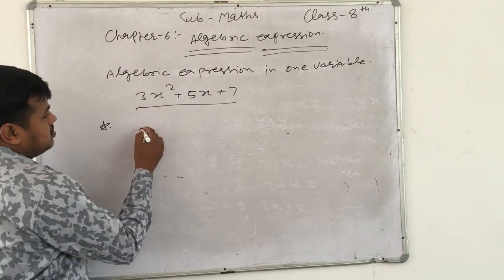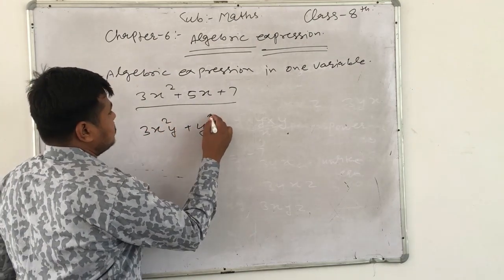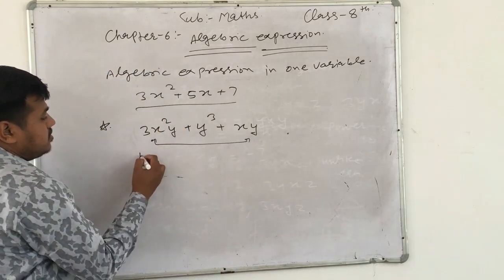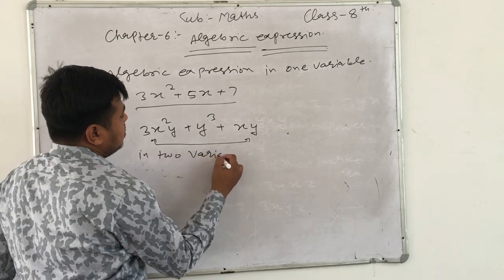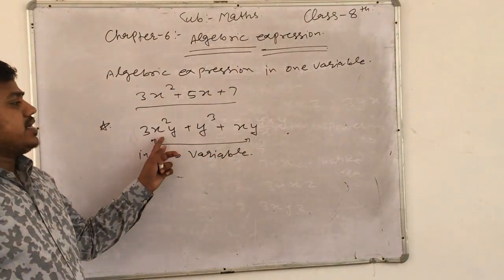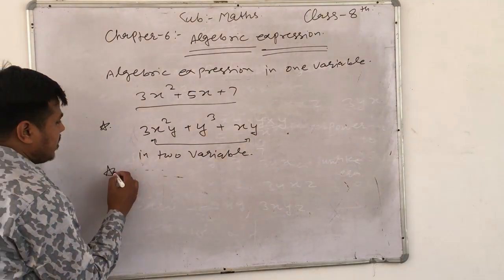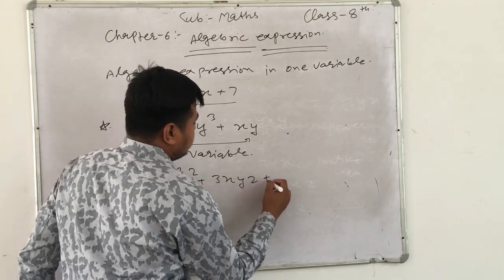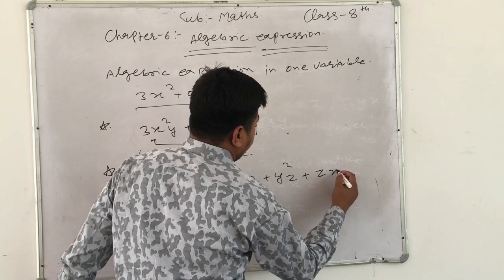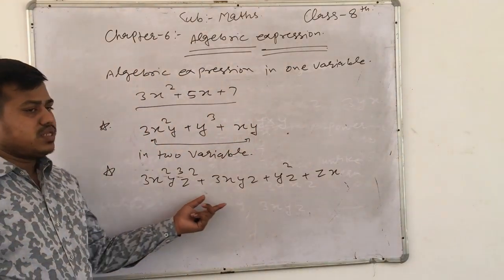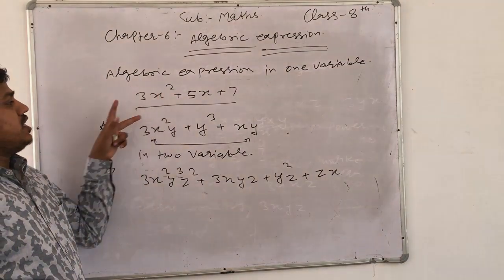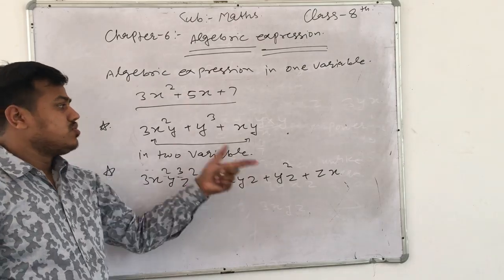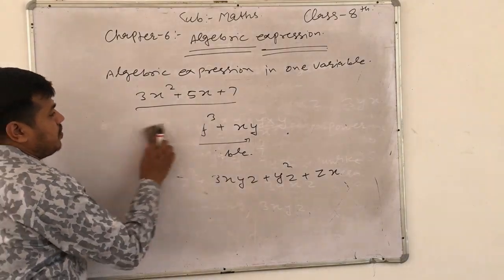And the second example, 3x square y plus y cube plus xy. Expressions like this are in two variables, because here there are two variables, x and y. And in many variables: 3x square y cube z square, 3xyz, y square z plus zx. So these have three variables, many variables. Mostly we will discuss these two: algebraic expression in one variable and in two variables. After that, degree of algebraic expression.